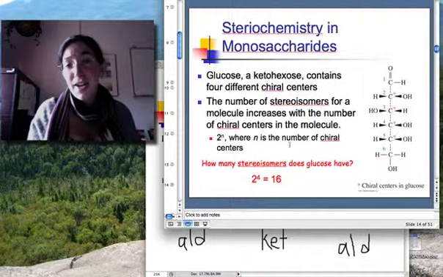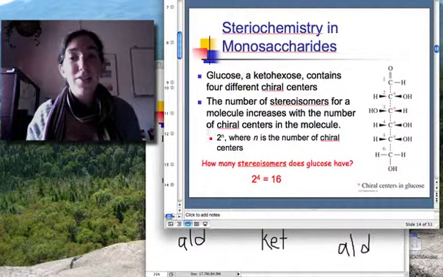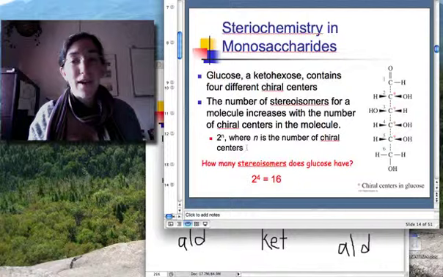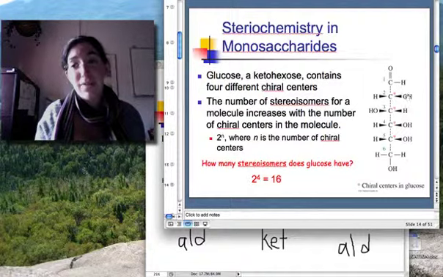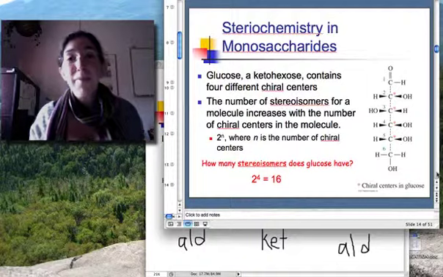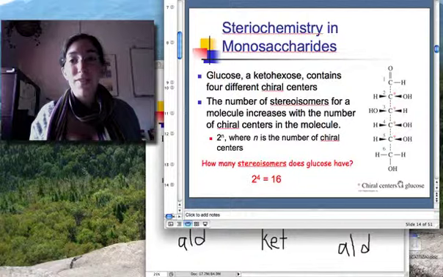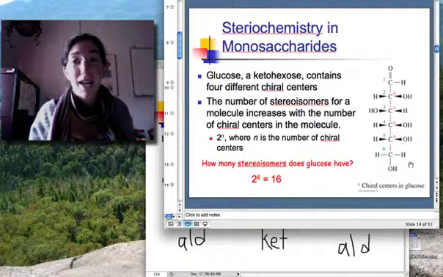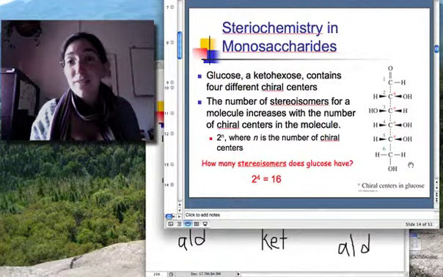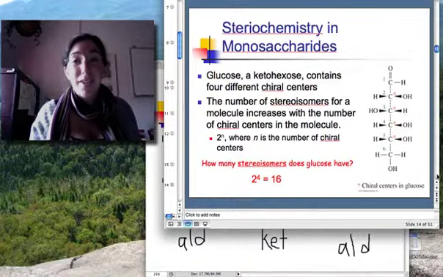The formula to calculate how many stereoisomers of a molecule you can have if it has multiple chiral carbons is 2 to the n, where n is the number of chiral carbons. So in this case, glucose has 2 to the 4, which means it has 16 different stereoisomers. That's kind of amazing if you think about the fact that there are 16 different stereoisomers of glucose, yet the one that most living organisms on our planet have adapted to use primarily as a source of energy is D-glucose, this one specific stereoisomer.